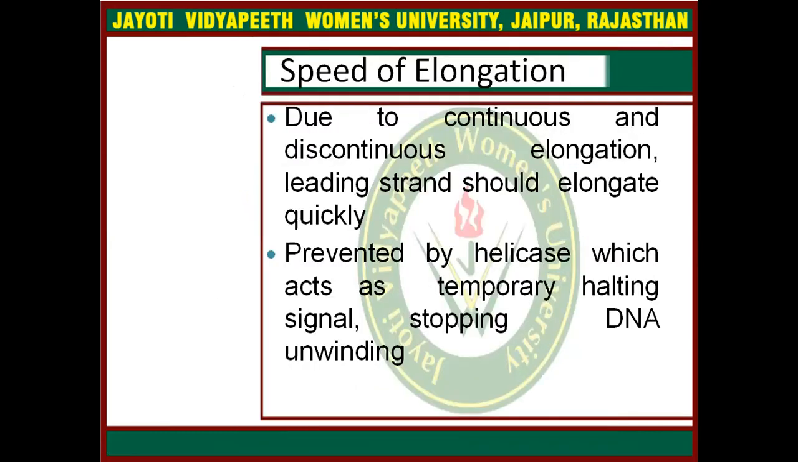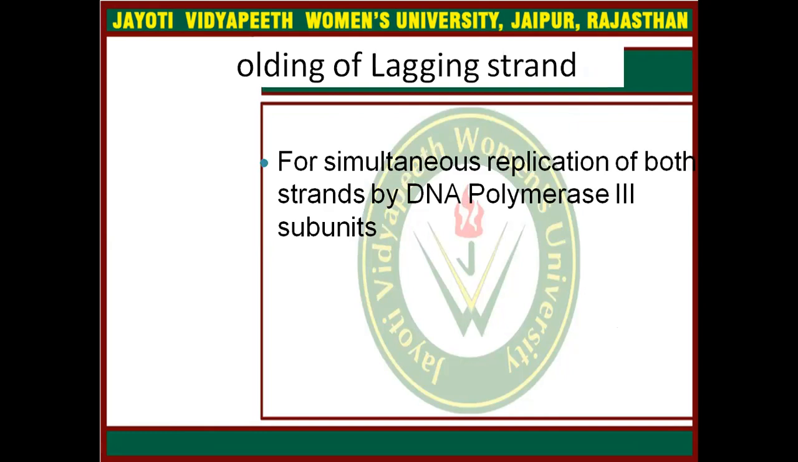Speed of the elongation process. Due to continuous and discontinuous elongation, the leading strand would elongate quickly, but this is prevented by helicase, which acts as a temporary halting signal, stopping DNA unwinding. Next one is the folding of the lagging strand for simultaneous replication of both strands by the DNA polymerase III subunit.